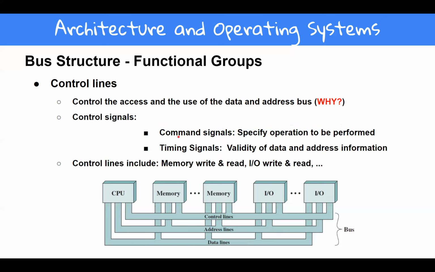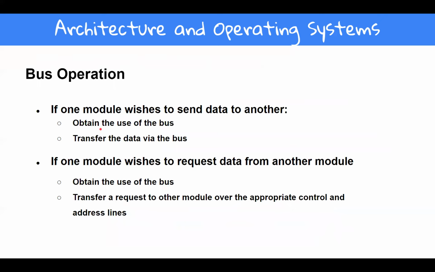Control lines include memory read, write, everything. Between all these devices, we need to have some control, and all of it is done by control lines. Control lines include memory write, read, input, output. So how does that happen? How do we use this data bus?